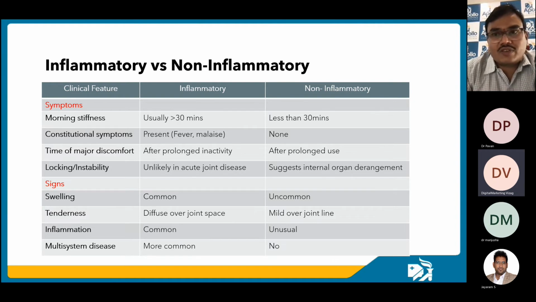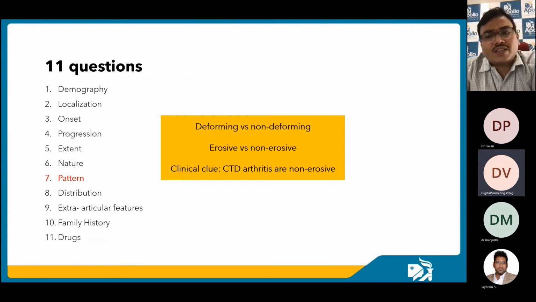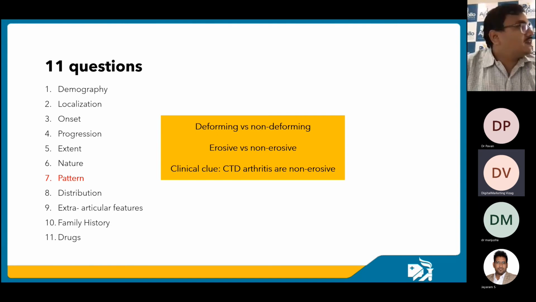The next question we'll try to answer is the pattern. So why we have to know the pattern of arthritis is that whenever we examine the patient, we have to see whether the arthritis is deforming or non-deforming. It radiologically transmits as an erosive or a non-erosive arthritis. So why we have to differentiate is that typically the CTD arthritis are non-erosive.